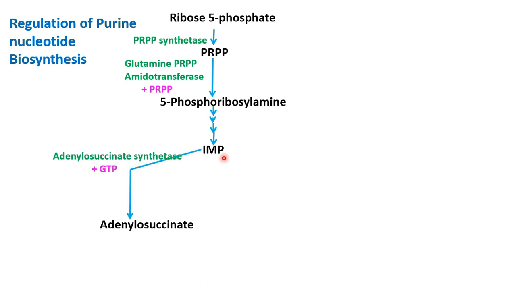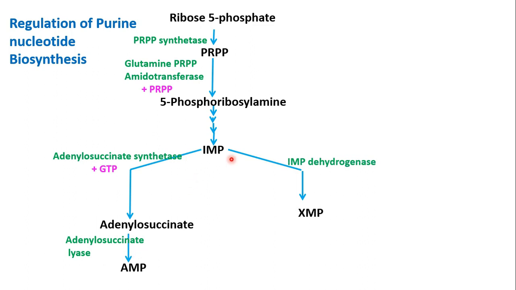Let's see AMP first. It requires adenylosuccinate synthetase and also GTP to form adenylosuccinate. It removes fumarate from adenylosuccinate to form adenosine monophosphate. The enzyme is adenylosuccinate lyase. Inosine monophosphate, with the help of NAD-catalyzed enzyme IMP dehydrogenase, forms xanthosine monophosphate. Xanthosine monophosphate, with the help of the enzyme GMP synthetase and ATP, forms guanosine monophosphate.